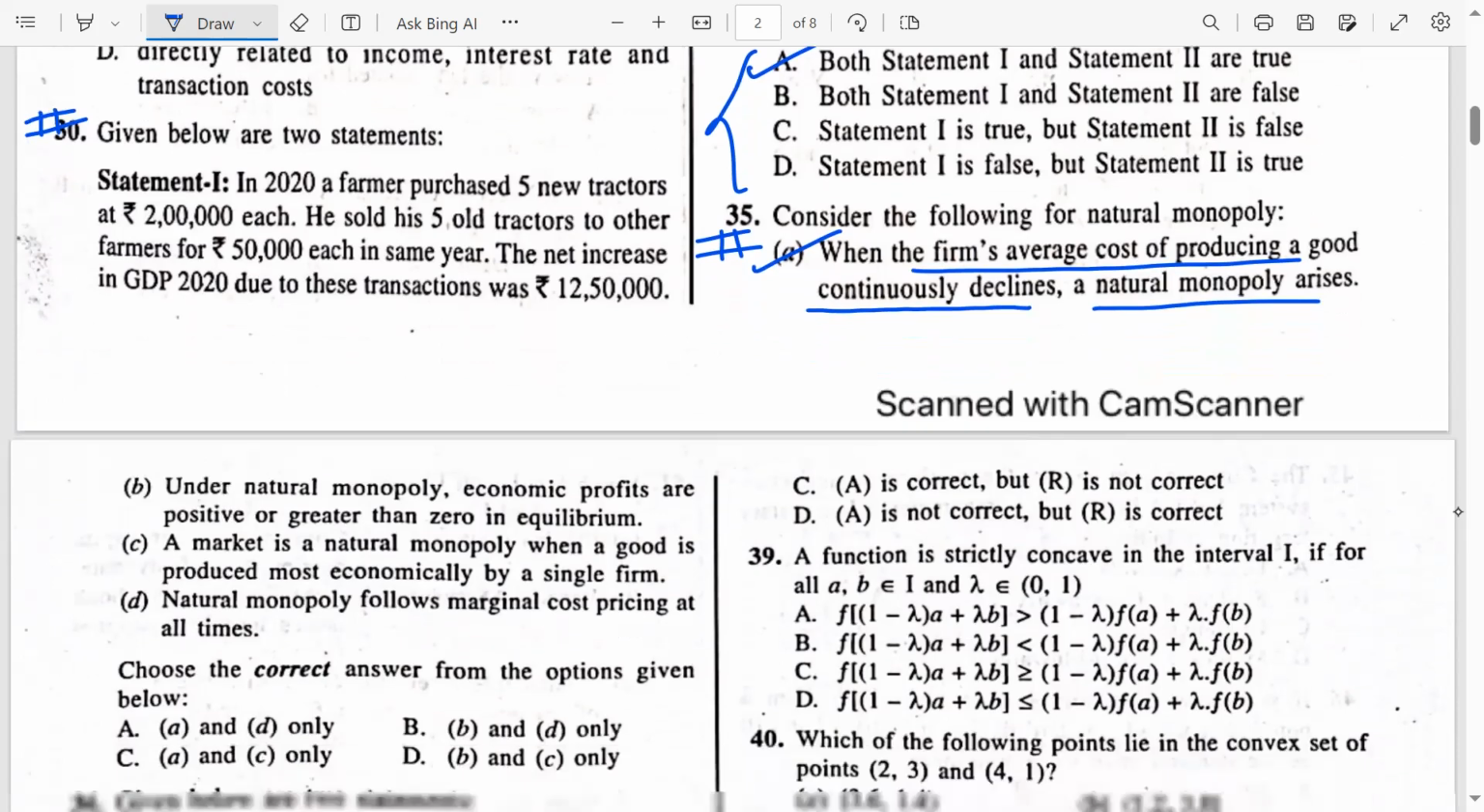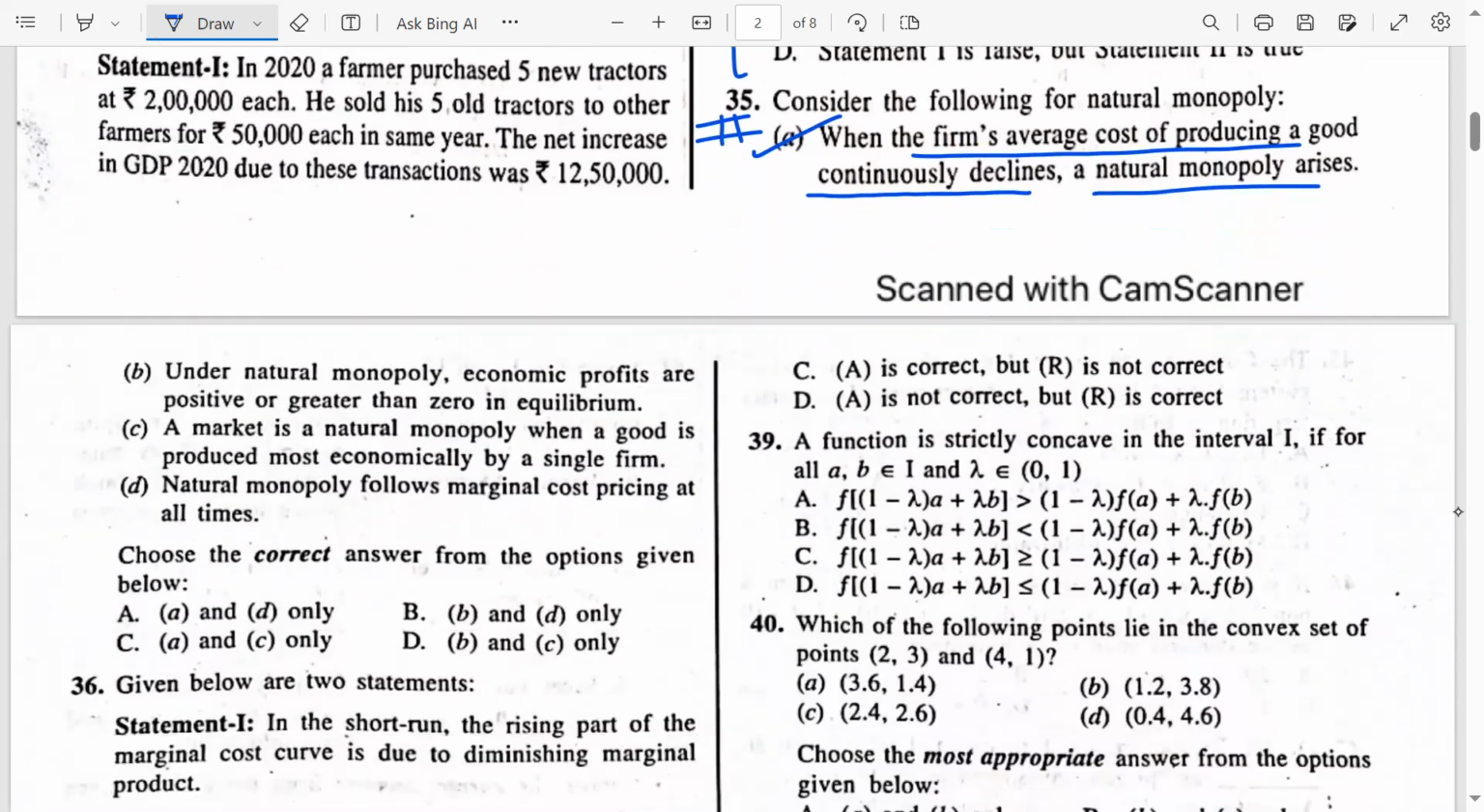So now, guys, look at the options. We have known that A is correct. If A is correct, either it has to be A or it has to be C. It cannot be B and D, because B and D don't contain option A, but option A is correct. A natural monopoly always has a downward sloping average cost curve. This is the correct statement.